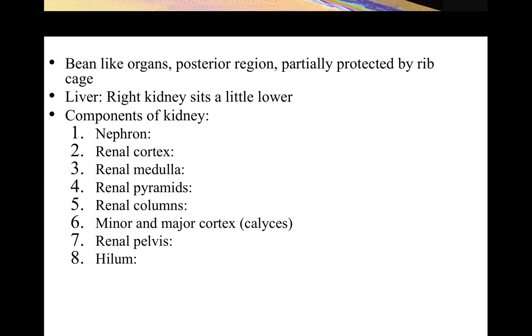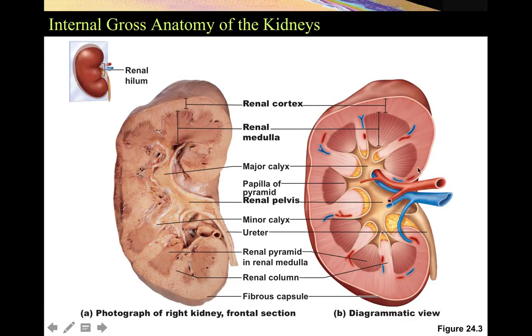I just noticed that this is the wrong word, guys. This is supposed to be major calyx, not cortex. So please make that correction in your notes. This is major calyx. And again, renal pelvis is where all of the major calyces empty into, and then eventually continues as the ureter. Hilum is that indentation you see in the middle of the kidney, where all the blood vessels, the ureter, and nerves enter or exit the kidney.